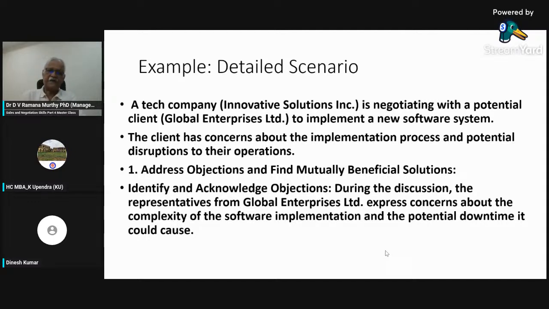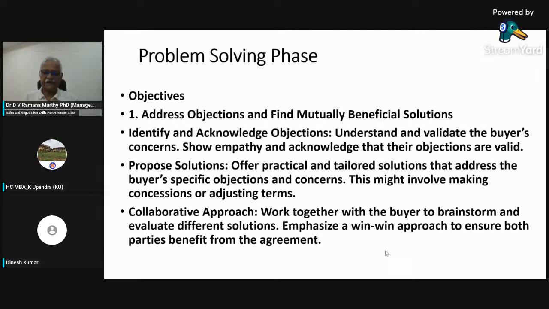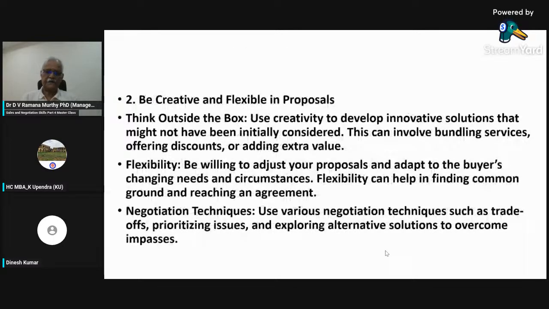Yeah, let us examine another scenario example. A tech company, Innovative Solutions Incorporated, is negotiating with a potential client, Global Enterprise Limited, to implement a new software system. How do you handle? Please note, what is it that we are talking about? We are talking about the problem solving phase. How do you help solving the problem?